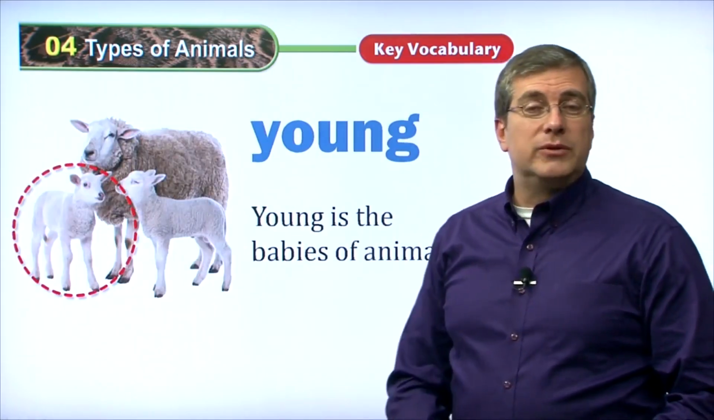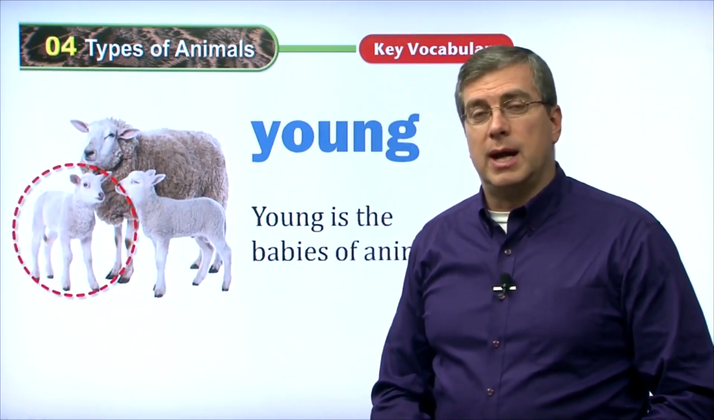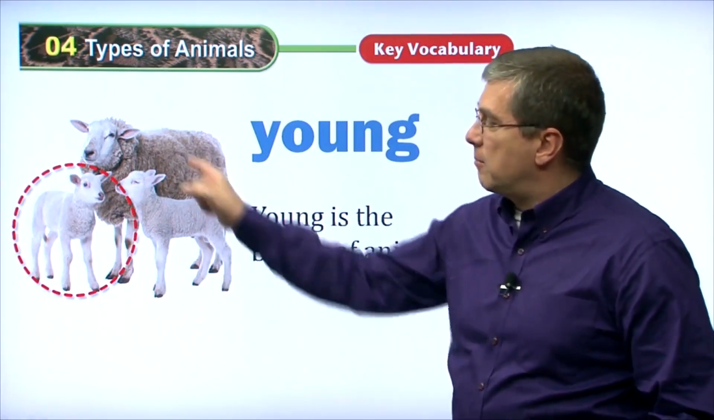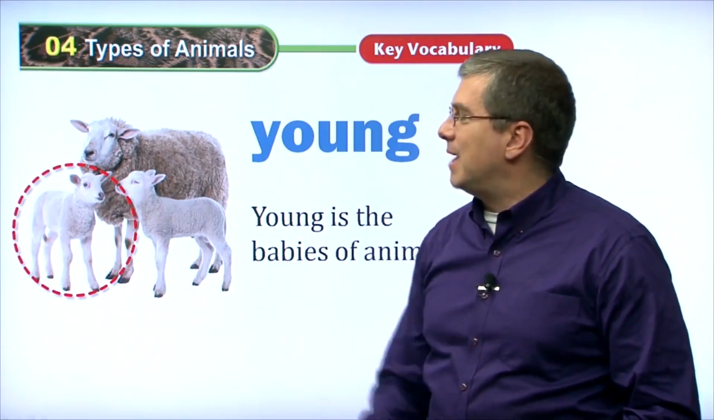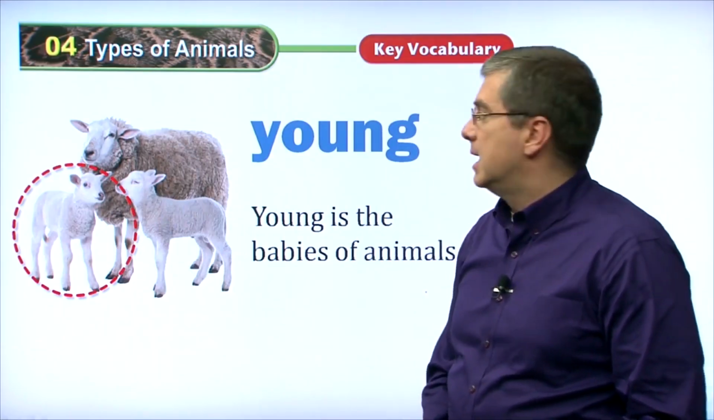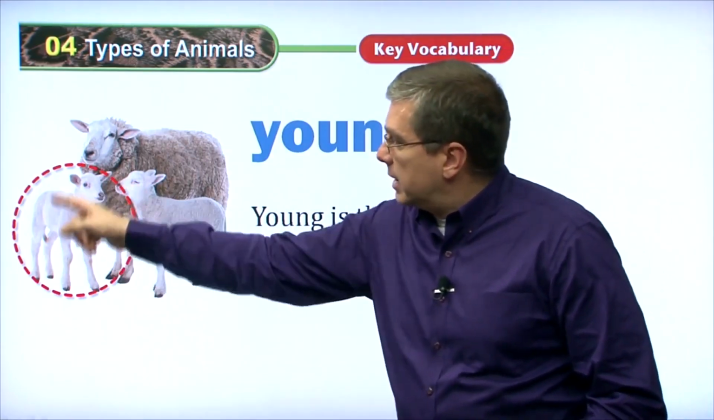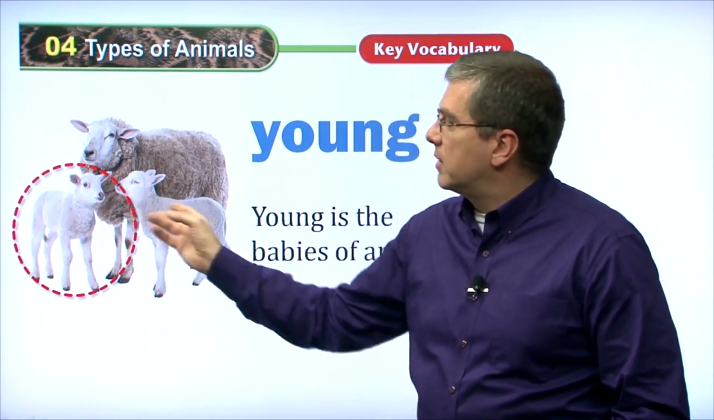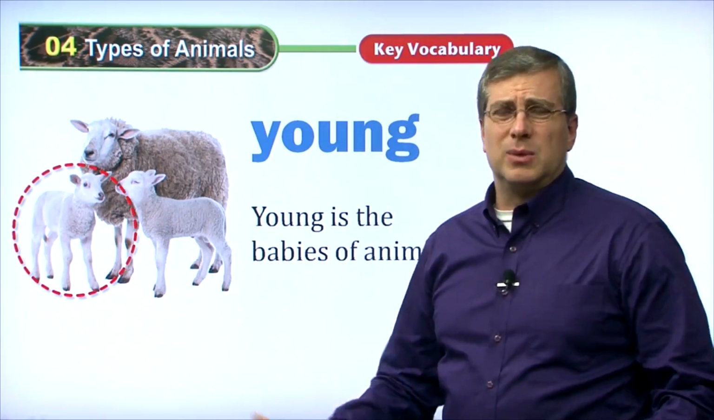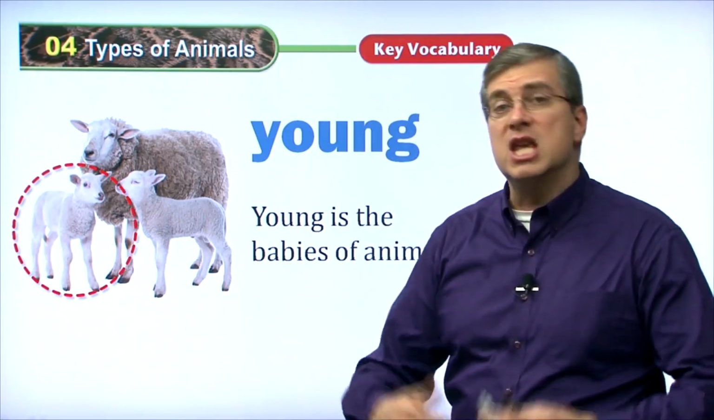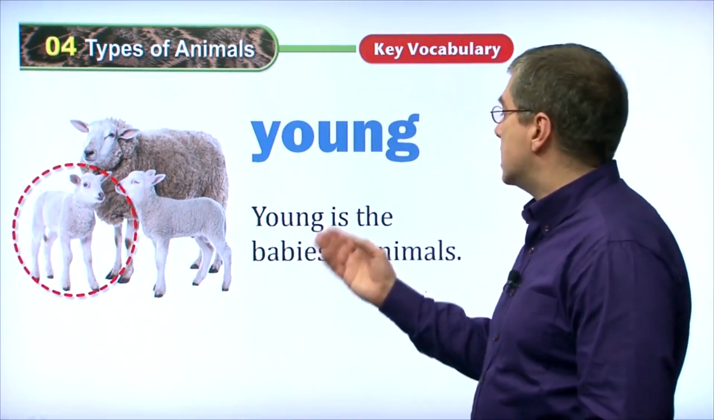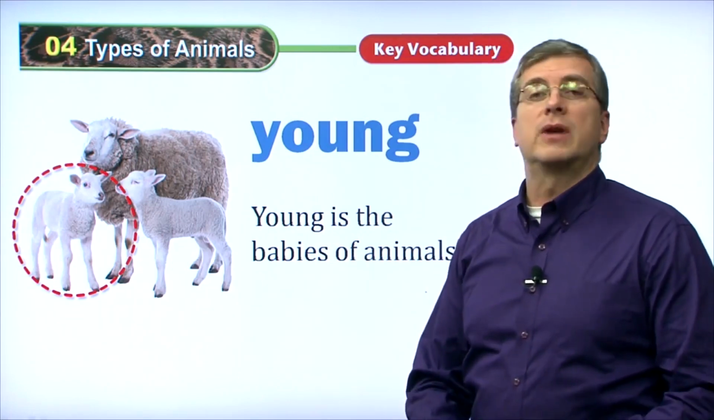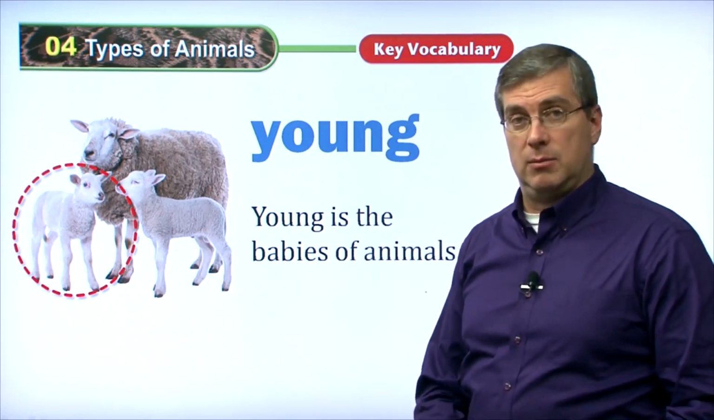When we talk about animals, we can talk about their young, right? The young of animals, okay? So as we see here, we have mama sheep, right? And we have two baby sheep, right? Lambs. This would be one baby sheep. We could say young. So actually both of them are young. Young is non-count. We say the young of a sheep, the young of a horse. So young is the babies of animals, right? So when we say young, we're talking about the babies of animals.